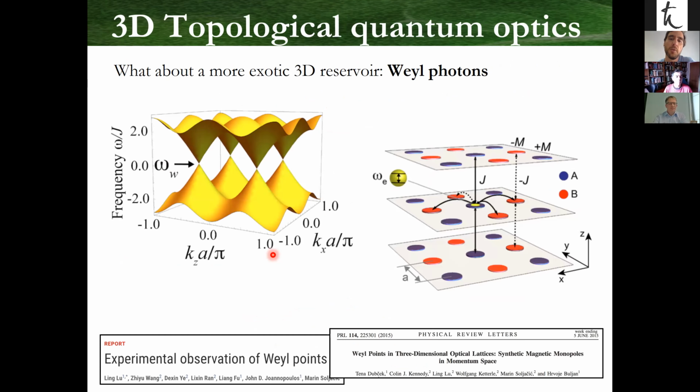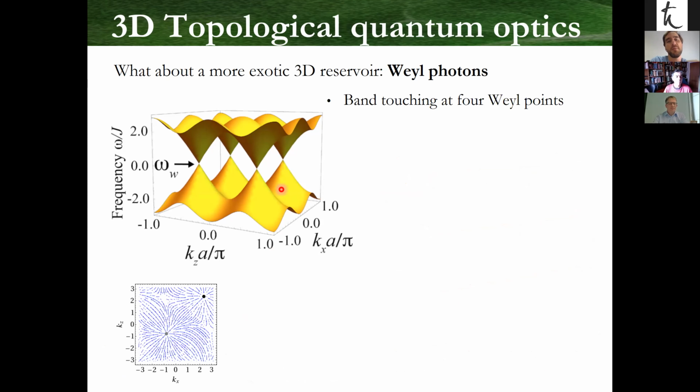But what we took for our calculations was a discrete model based on a proposal with ultracold atoms, where they break the inversion symmetry by using staggered hoppings. And we also have some tunable parameters, staggered mass parameters, so that we can control the position of these Weyl points. So what is characteristic of these Weyl points?